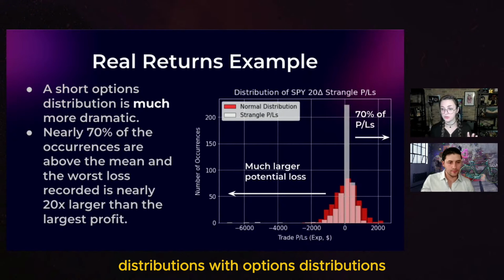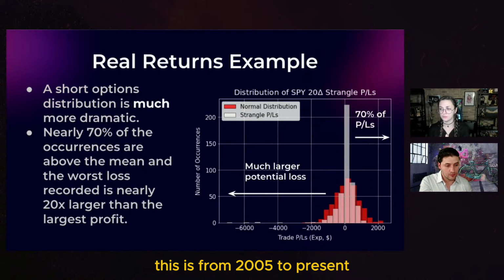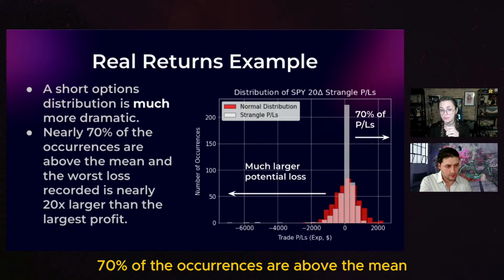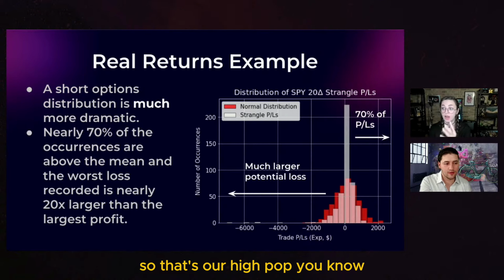With options distributions, it's way more dramatic, right? So this is 20 delta SPY strangles. This is from 2005 to present. 70% of the occurrences are above the mean. 70% instead of 50, which is way, way bigger, right? So that's our high POP.